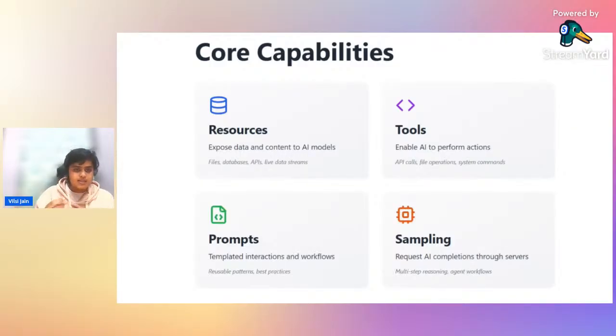Now resources expose data and content to AI models. So all the data on Google, all the data on the internet, files, databases, APIs have that data. Tools enable AI to perform actions, so we have integrated an API, file operations, system commands. And sampling is one of the good things, because many people forget to take sampling in a good manner. In sampling you can use different types of LLMs. You can take Gemini, Claude. If any one of them fails, or if any one of them has better results, they can directly catch from them, right? So request AI completion through servers, multi-step reasoning and agent workflows, exactly, right?